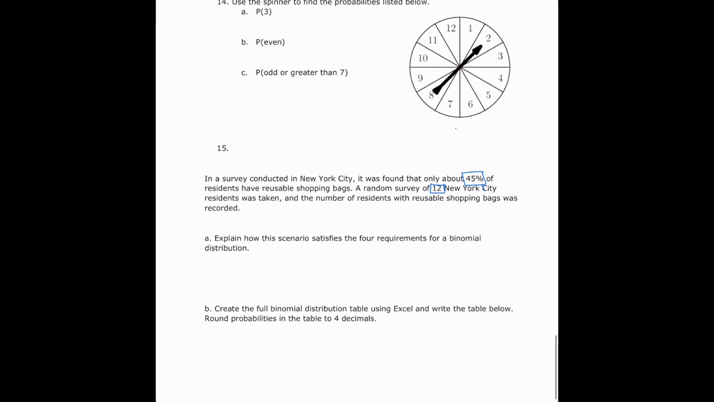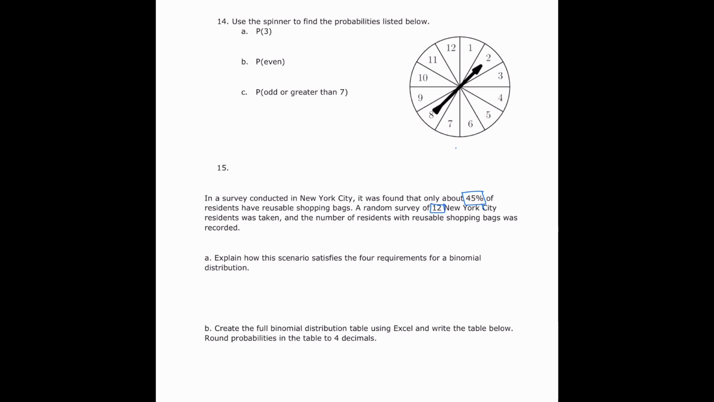Question number 14. Use the spinner to find the probability listed below. The probability of 3, we have 1 3 out of the 12 numbers on display. What is the probability of selecting an even number? We have 1, 2, 3, 4, 5, 6 even numbers, so 6 out of 12.